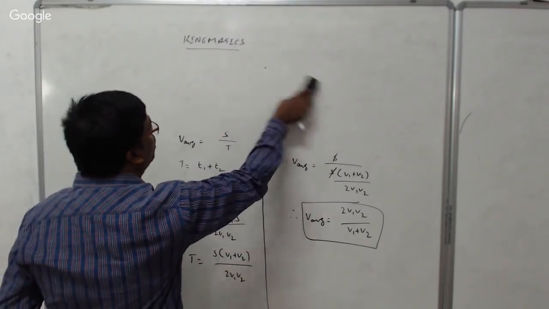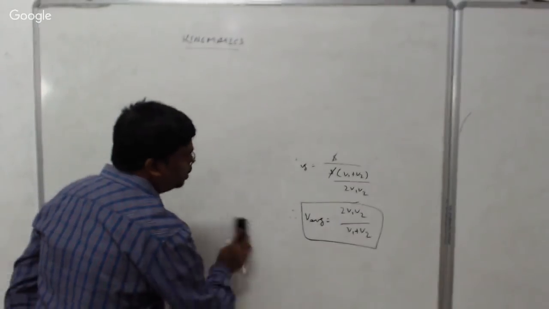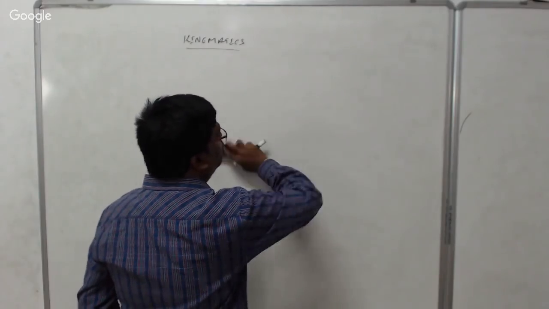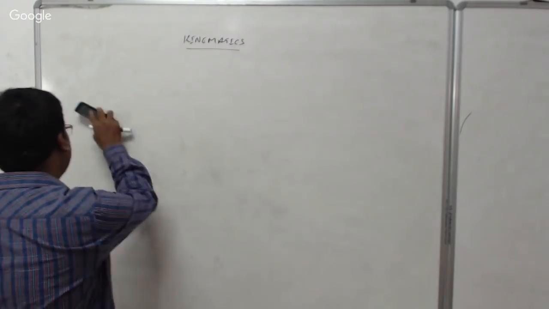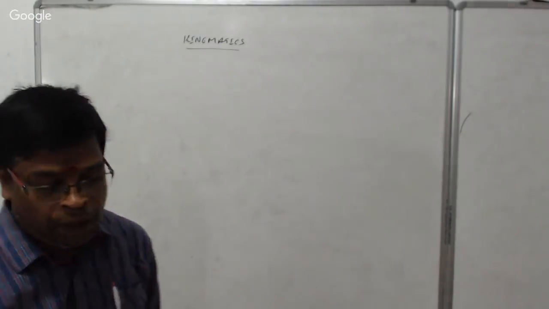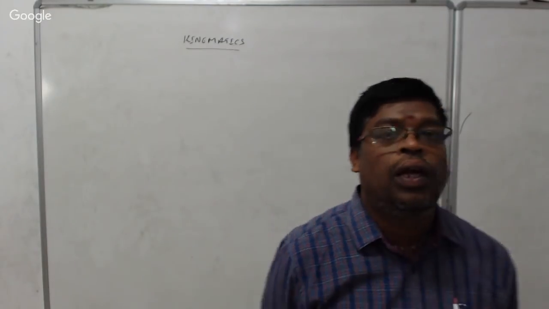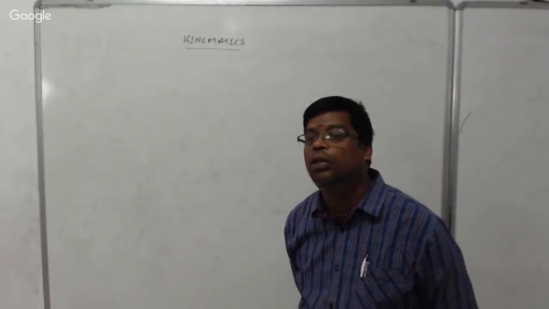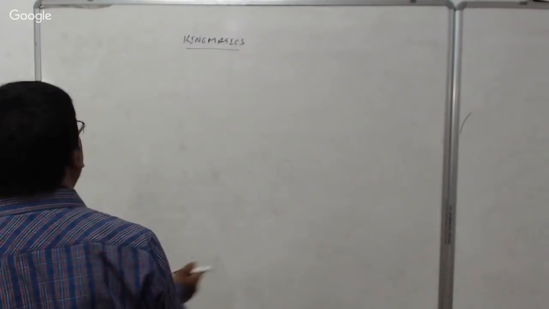I think the question is absolutely clear. It is similar to the question which you did just now. Let me repeat the question. A car covers 1/3 of the distance with the speed V1. The second 1/3 of the distance with the speed V2. And the remaining, that is the last 1/3 of the distance with the speed V3. Find the average speed. Okay, let us find.